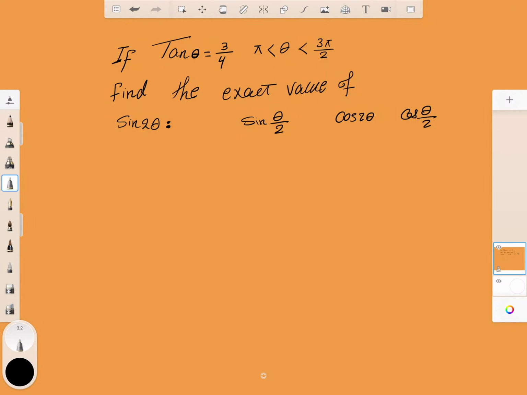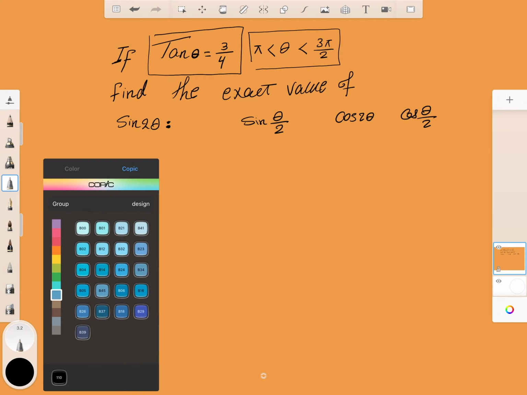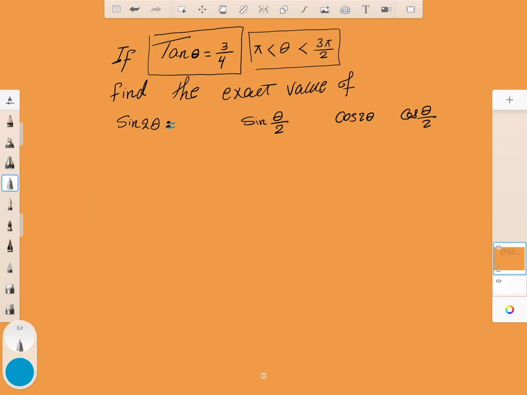Here is another question related to your final exam. So we have tangent of theta, the value is 3/4, and theta is between pi and 3 pi half. They're asking us to calculate the exact value of sine of 2 theta, sine of theta over 2, cosine 2 theta, and cosine of theta over 2. So we need to look for the double angle and half angle formulas.